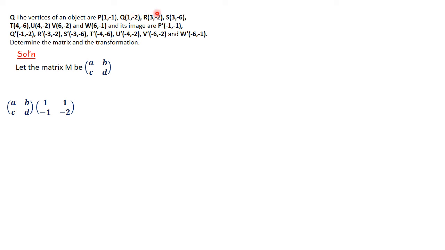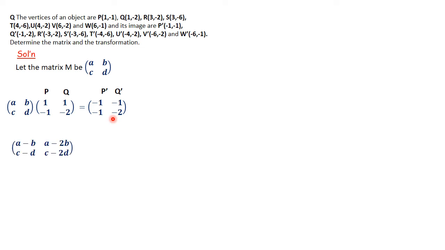We have P, Q, R, S. You can pick any two, but I've picked the first two. P, 1, negative 1, and Q, 1, negative 2. And that should be equal to the coordinates of P prime, Q prime, which were negative 1, negative 1, which is that one there, and again negative 1, negative 2, which is that one there. Therefore, you should look at it this way. These two here are the coordinates of P and Q, and these are coordinates of P prime, Q prime. Therefore, pre-multiplying the matrix should be equal to this.